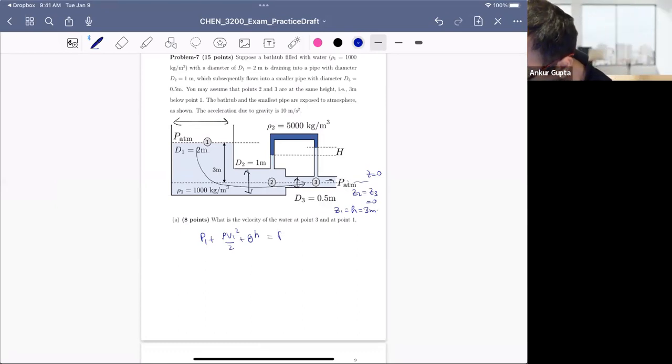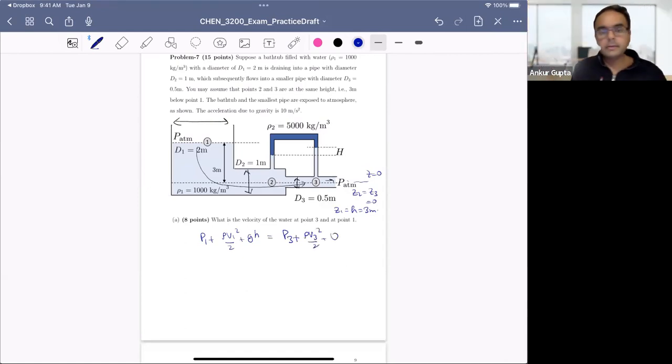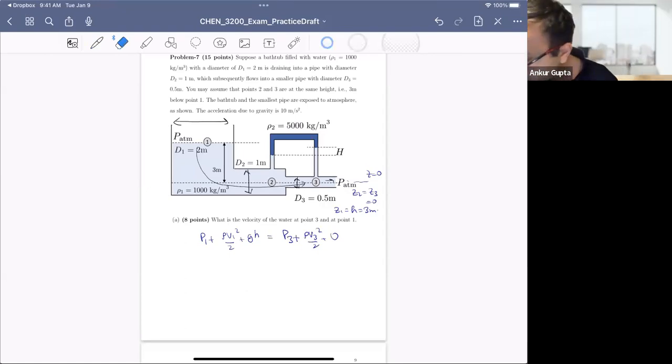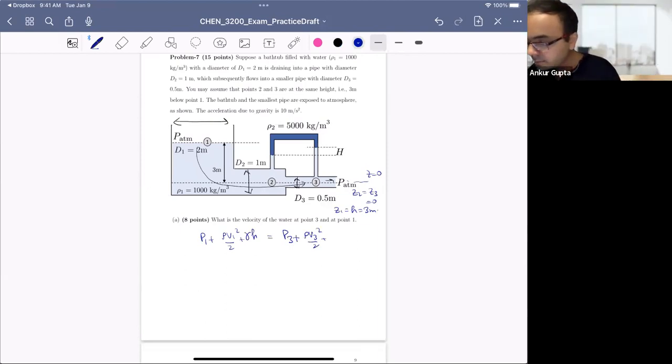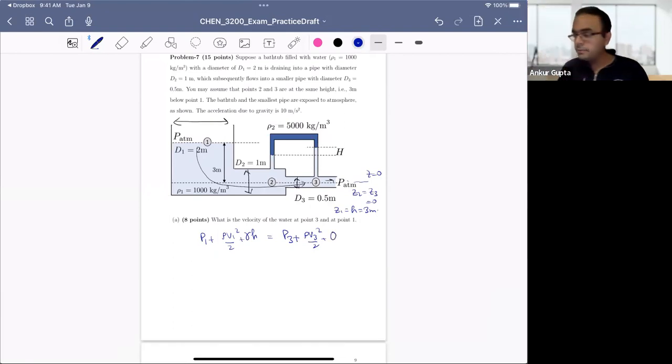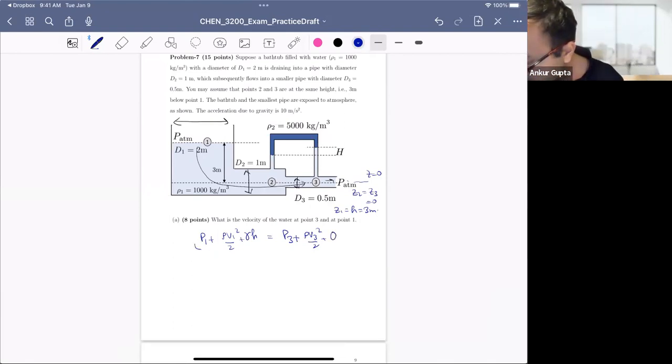And then I have P2 plus, sorry, better to do it at 3, right? That's why the question is asking for 3. And rho V3 square by 2 plus 0, right? Because the height is zero. By the way, it's not GH, it is rho GH or gamma Z. Sometimes I forget, gamma H or rho GH, okay. So this is what's been given to you, and that's it. So P1 and P3 are P atm because they are exposed to atmosphere.